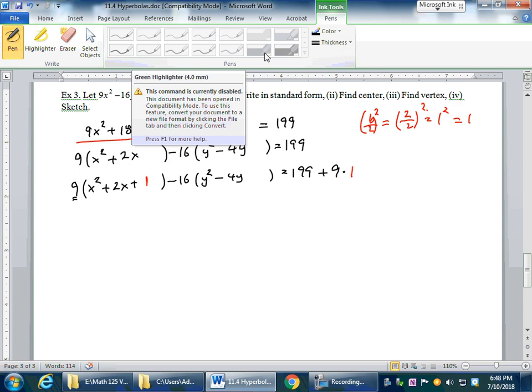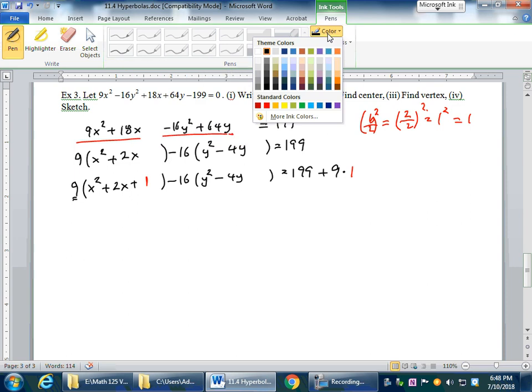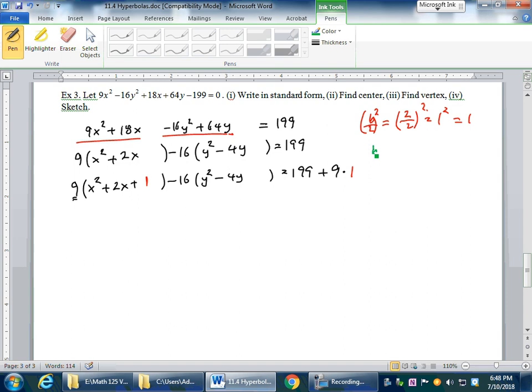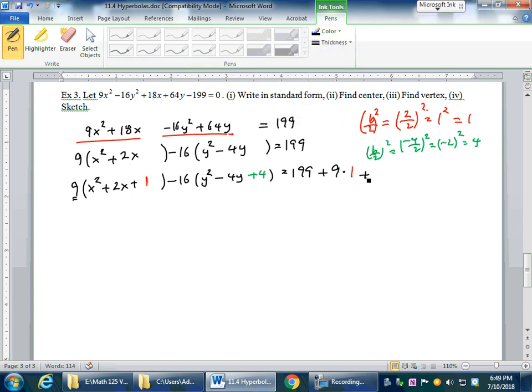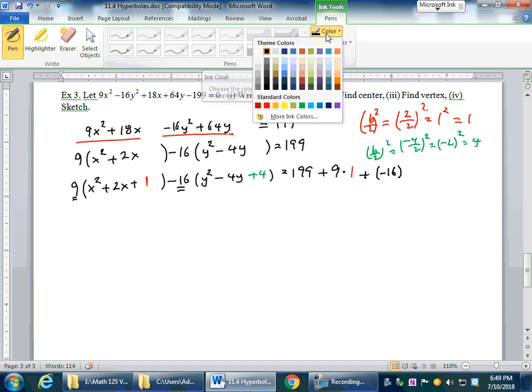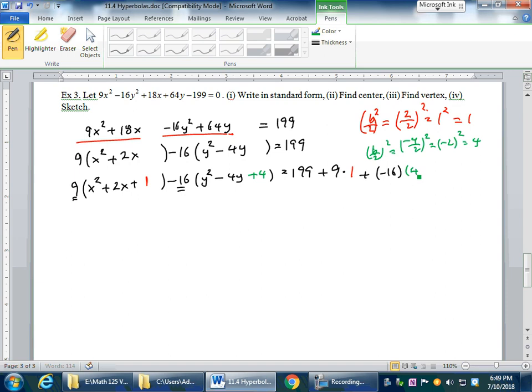And then the next one, for the y part, it will be again b divided by 2 and squaring it, which in this case is -4 divided by 2 squared, which is -2 squared, equal to 4. So you are adding 4 to it. But eventually what we are adding is plus your factor right here, which is what? -16, right? So it'll be -16 times 4. So that's what you are eventually adding to it.